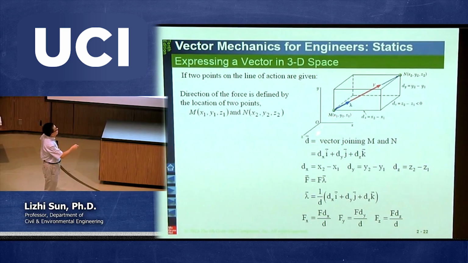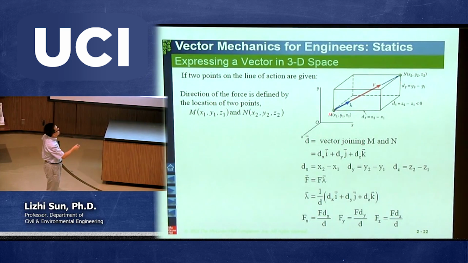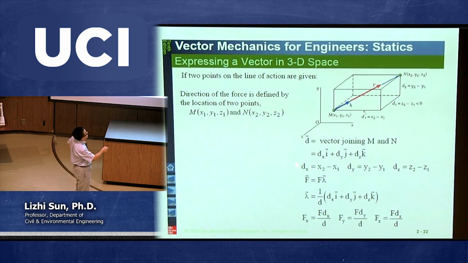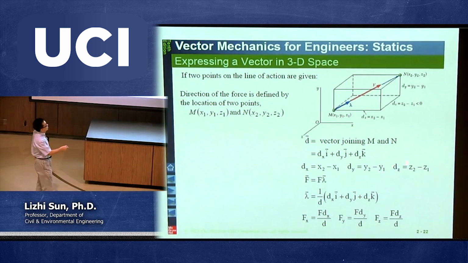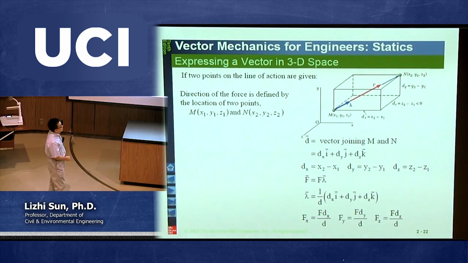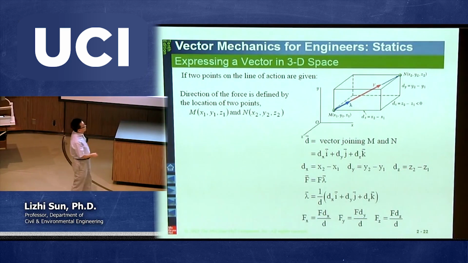So there's a vector D joining M to N. Then you have the x component of this distance, which is called dx. That means x2 subtract x1. So dx is x2 minus x1. That is the x component of this distance vector, and I call dx times i, still in the x direction, plus the y component of the distance vector from M to N, which is y2 minus y1. So you get dy. Similarly, you get dz, that's z2 minus z1. So we put these three components together, and that's called the distance vector.